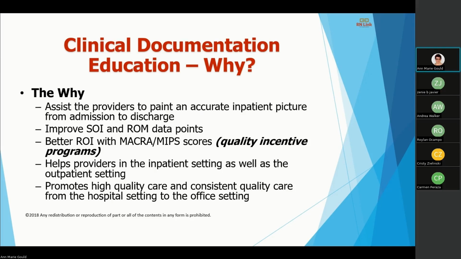Okay. And this helps the providers in the inpatient setting as well as the outpatient setting, because you're promoting high quality care and consistent quality care from the hospital to outpatient. So a patient comes in, they have COPD or pulmonary fibrosis. They're on home oxygen. They're coming in the door with pneumonia. So you're treating that acute diagnosis of pneumonia while they're in the hospital, but you're also monitoring the pulmonary fibrosis, right? Or COPD during the stay. And those are HCCs that they capture. So you want to make sure those secondary diagnoses are listed within the medical record of the hospital.